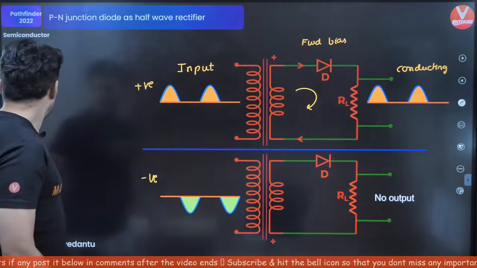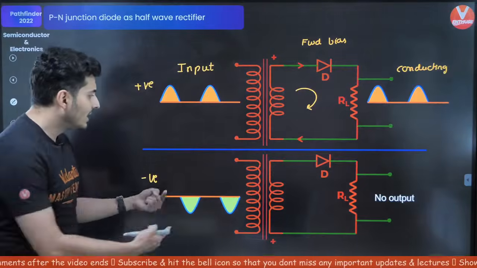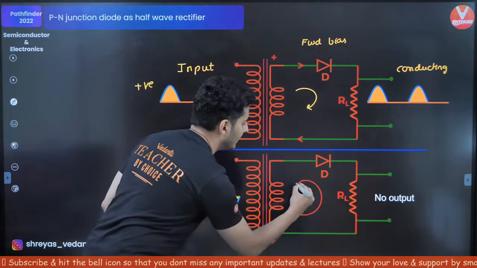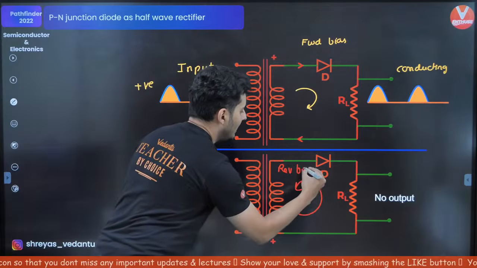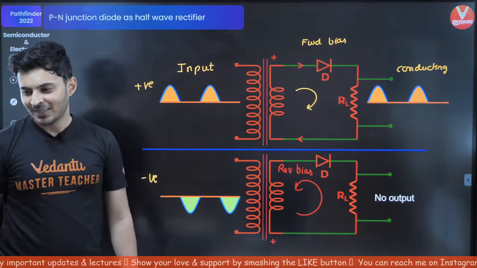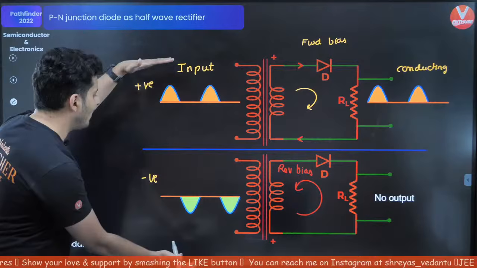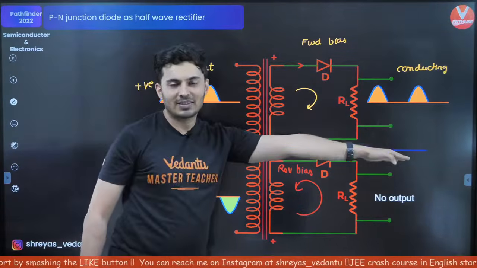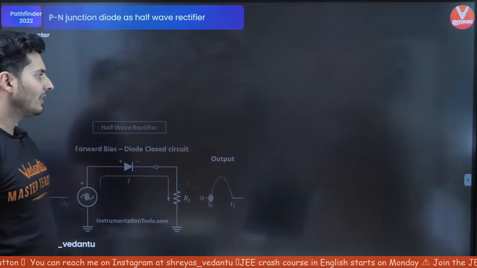Now, in the other half, the negative half cycle, the current reverses the direction of the flow. That means it wants to flow like this. And in this case, obviously, it is in reverse bias. And the moment it goes into reverse bias, you will see no output. And that's how you get a half wave rectifier. So if you combine both of them, positive, negative, only the positive cycles will come out, the negative cycles will not come out. So that is your half wave rectifier.